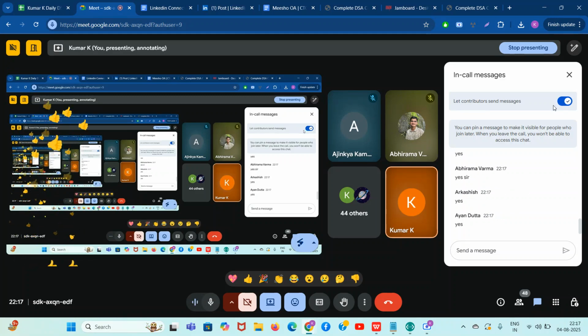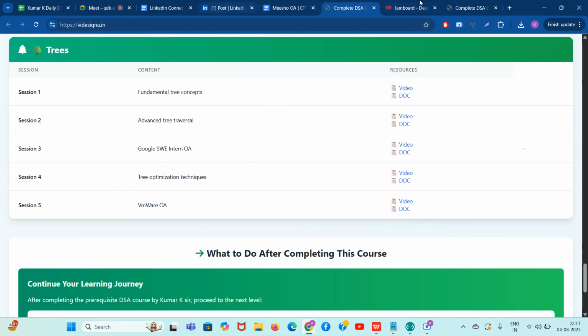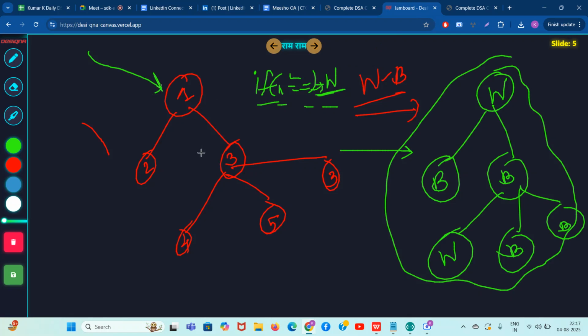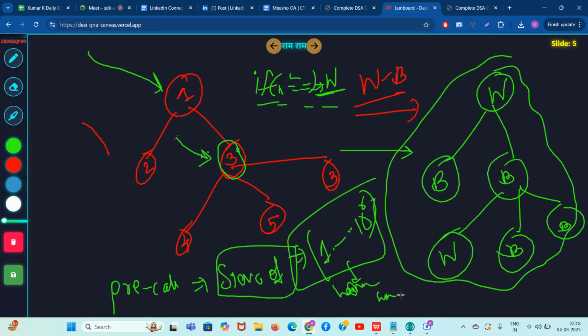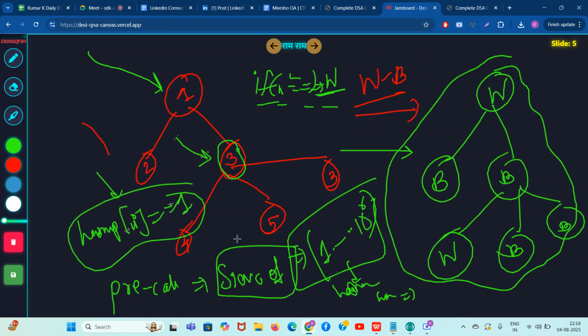Clear? Now guys, tell me, what algorithm will you use to know in O(1) time if a number is prime or not? When I travel this number, how will you check if 3 is prime or not? Don't tell me that you will calculate all the factors of 3. No, no, no. You will do pre-calculation using the sieve of Eratosthenes. The sieve of Eratosthenes will pre-calculate all the prime numbers from 1 to 10 raised to 6, and you will store these prime numbers in a hash map. If hash map of i is equal to 1, it means i is a prime number.